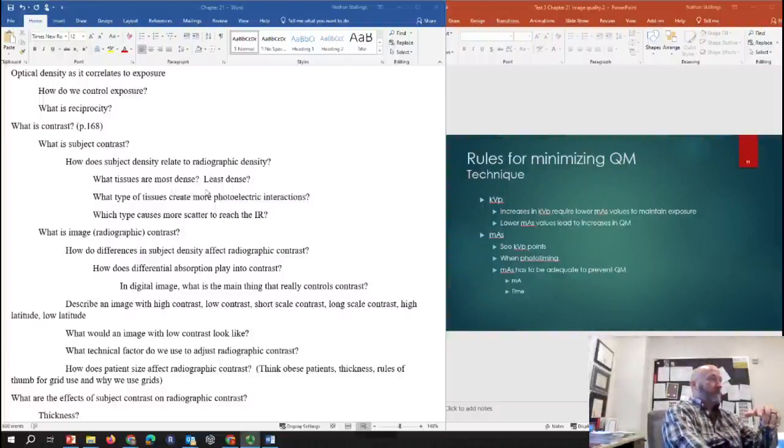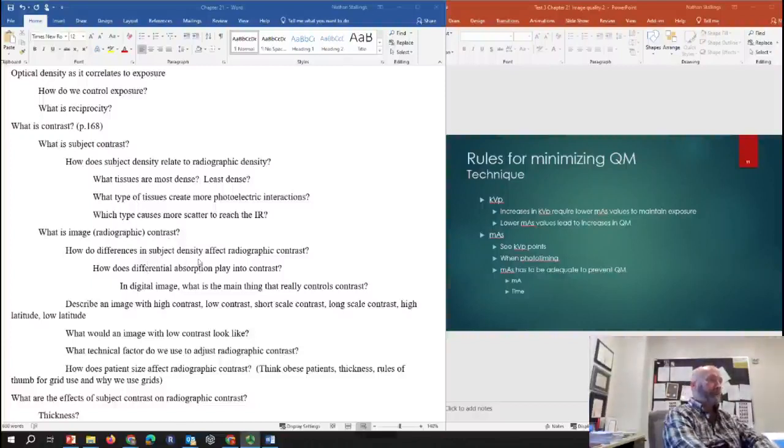All right, so what tissue types are most dense to least dense? We did that in the last section, so it would go air, fat, muscle, bone, from least to most dense. So the tissue type that creates more photoelectric interactions would be bone. More scatter would be any kind of soft tissue, but especially adipose. What is image contrast? That is the difference between black and white on the image.